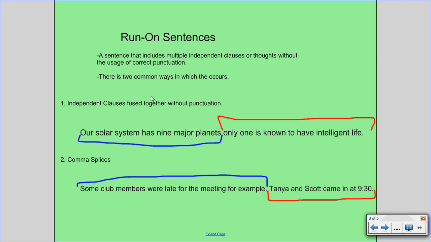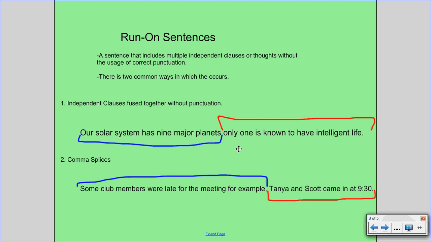So in this first sentence, "Our solar system has 9 major planets, only one is known to have intelligent life," we have two independent clauses. The first is, "Our solar system has 9 major planets." That could stand on its own. It's a complete thought, so it's an independent clause. Same can be said for the second part of the sentence: "Only one is known to have intelligent life." Therefore, we must somehow split up these sentences.